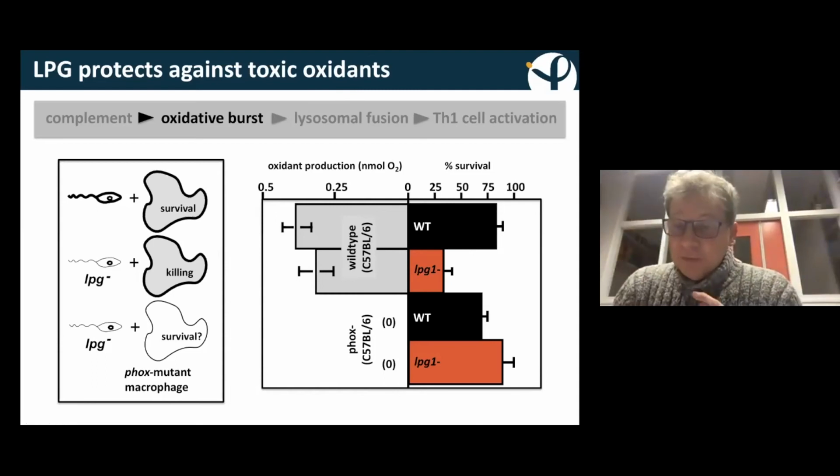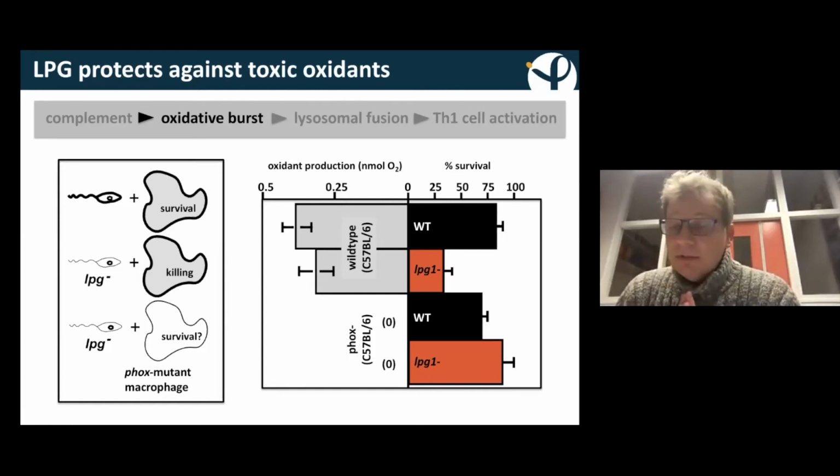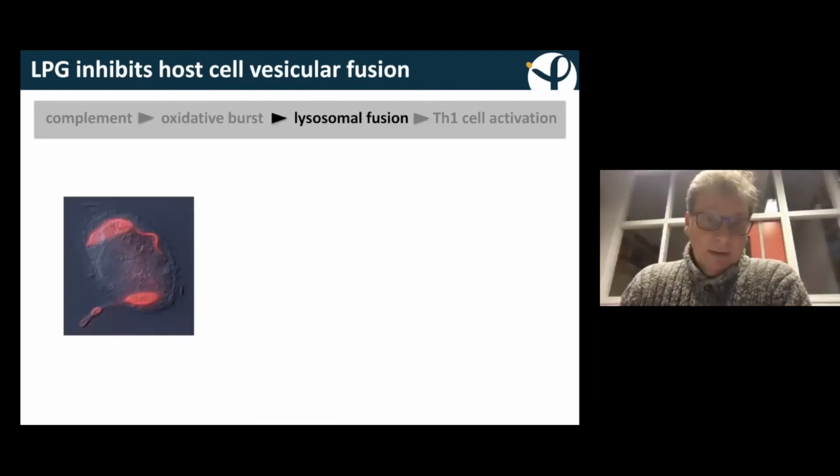However, if you do the same experiment with these mutant macrophages that are shown here, the wild type is doing more or less the same, but look what happens with the knockout. The knockout is totally restored for its capacity to survive inside the macrophage. So this clearly shows that these parasites in the wild type macrophage are vulnerable to oxidants. And so LPG, that's the only thing that they miss, is important for oxidant resistance as well.